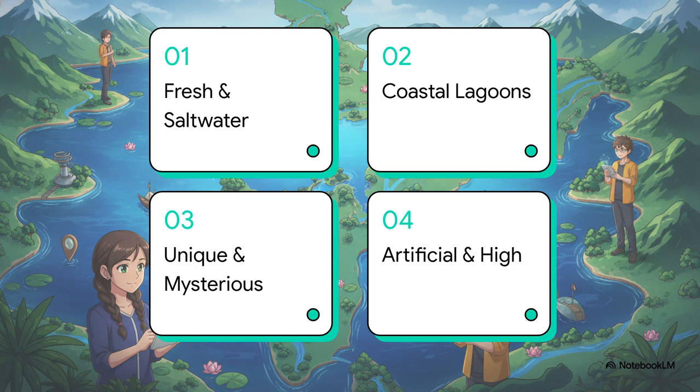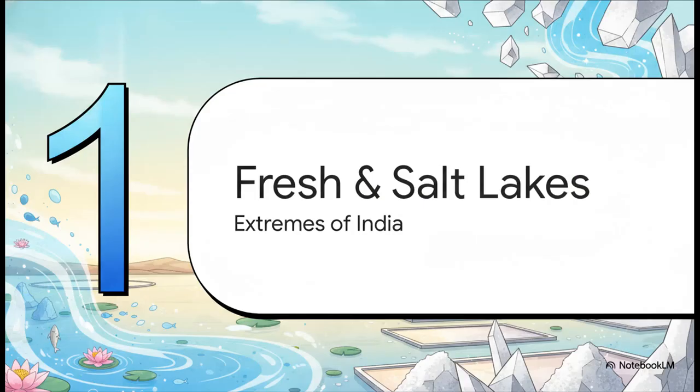Okay, here's our game plan. We're dividing India's lakes into 4 groups: freshwater and saltwater extremes, coastal lagoons, unique and mysterious lakes, and finally, artificial and high-altitude lakes. Section 1. Freshwater and saltwater. We're starting off with the extreme inland opposites here.